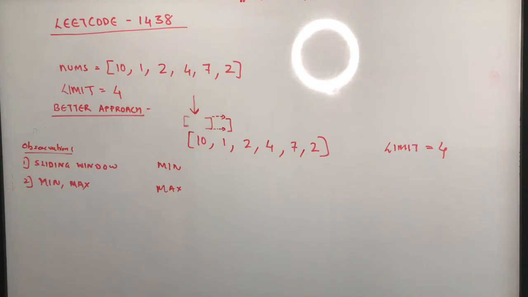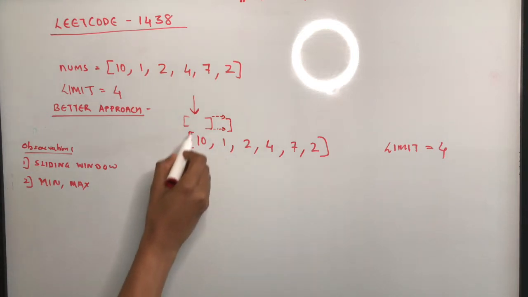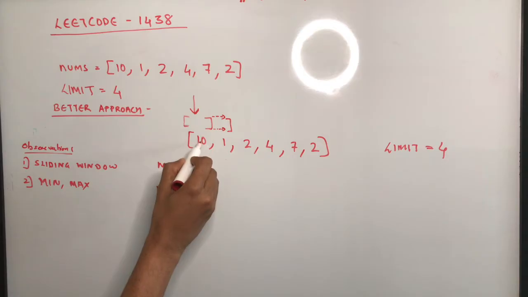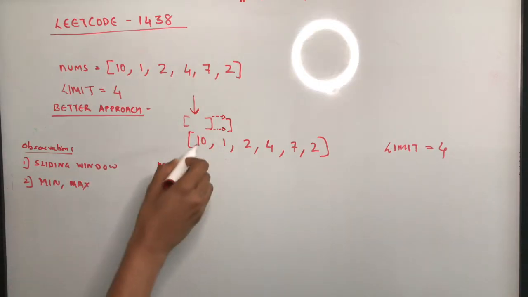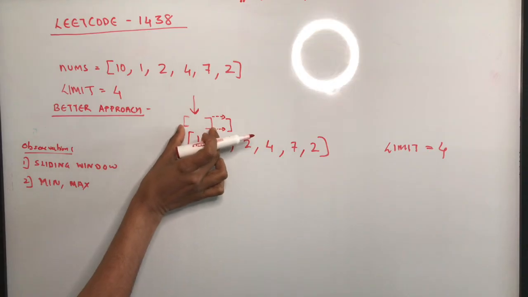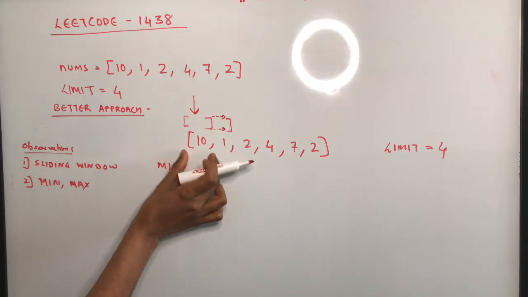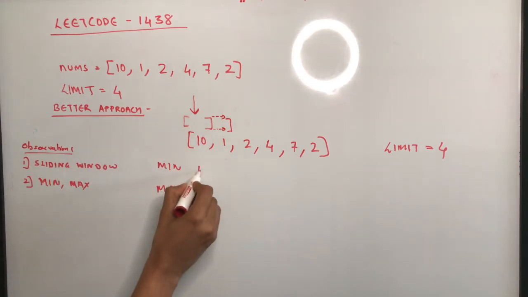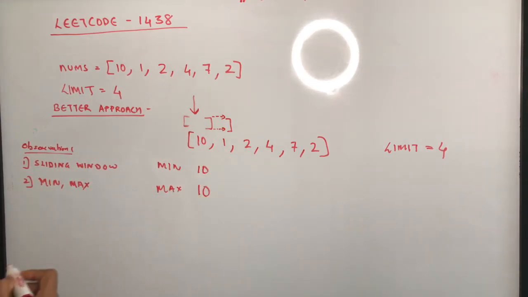Now let's look at the approach to solving this particular problem using the observations we have made earlier. We have a starting position at index 0, which is at element 10, and let's say our initial window of size 1 is positioned at this first starting position. Then our min will be 10 and our max is also 10.